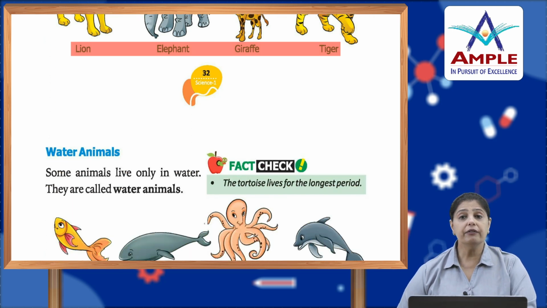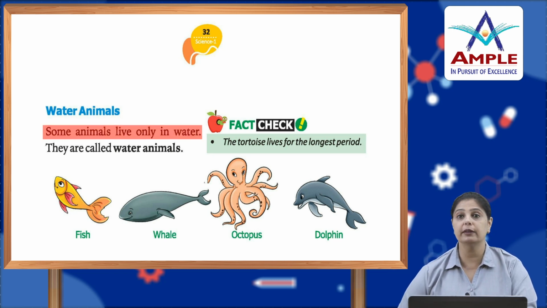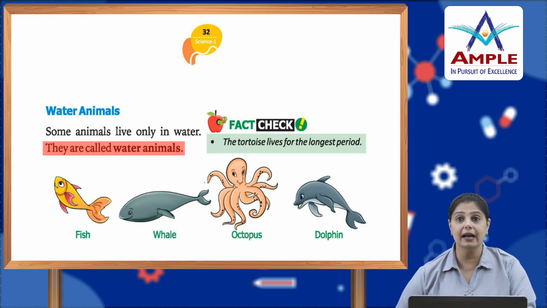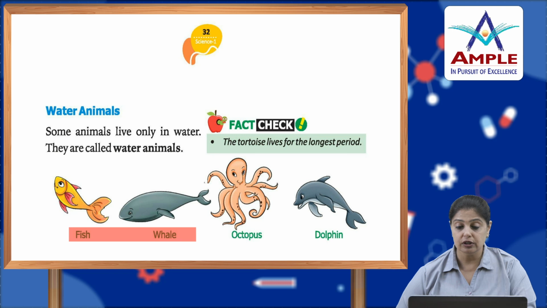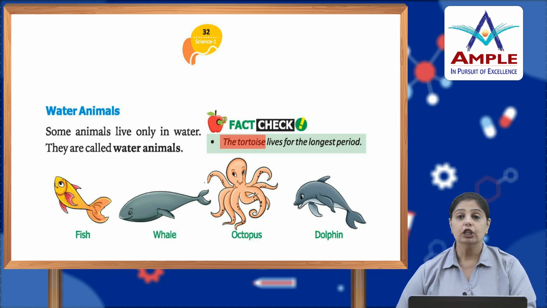Now, there are certain animals which are water animals. Some animals live only in water, and if you get them out of the water, they cannot survive. Okay. They are called water animals like the fish, whale, octopus, dolphin. These are all water animals or aquatic animals. Okay. Fact check. The tortoise lives for the longest period. So, the lifespan of a tortoise is very long. It can live for 100, 200, 300 years.